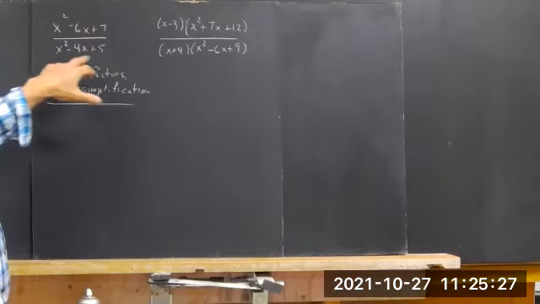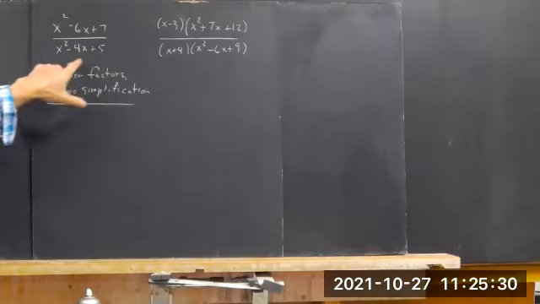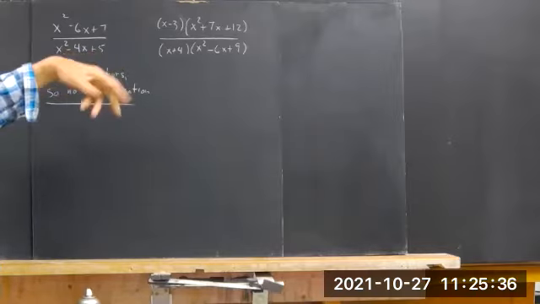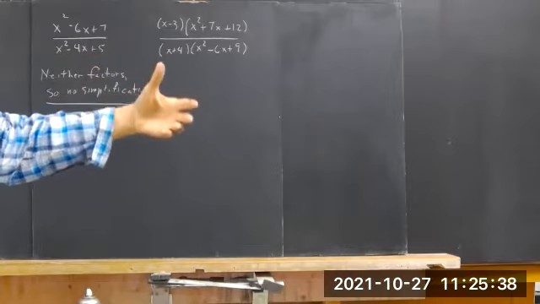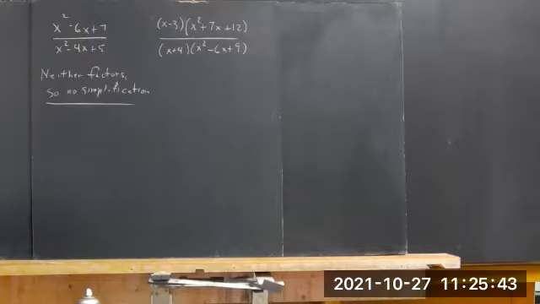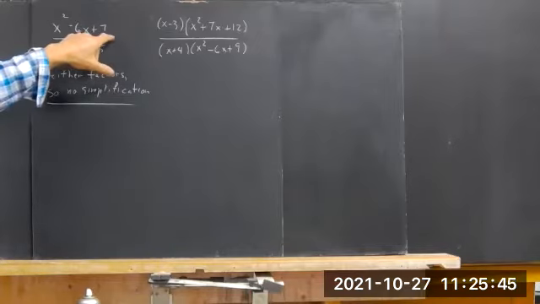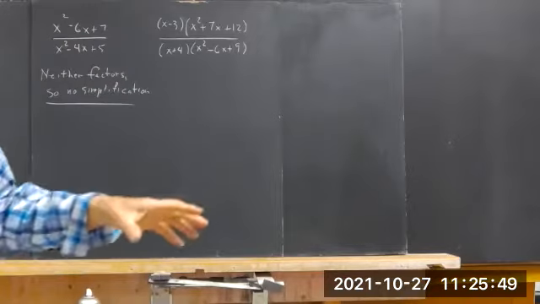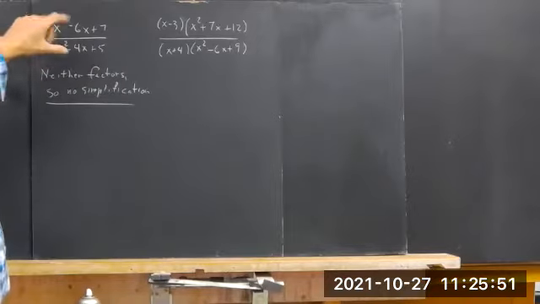Down here, if you set this equal to 0, your b squared minus 4ac is going to be 16 minus 20, which is -4, and you can't do the square root of -4 in the real numbers. Up here, your b squared minus 4ac would be 36 minus 28. And you might have to write that out.